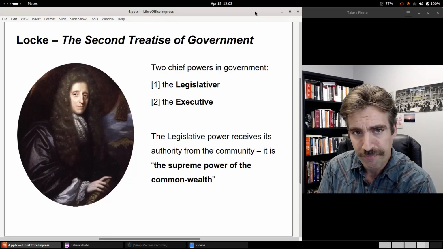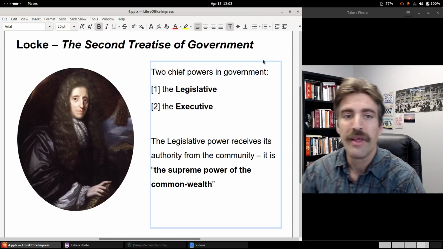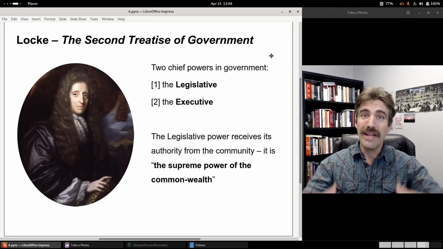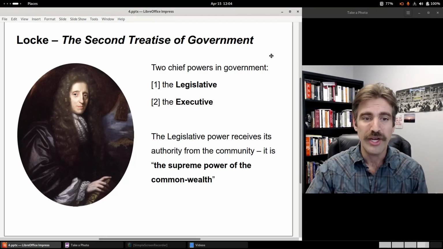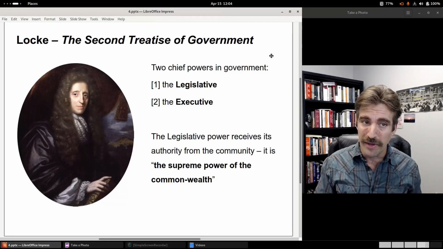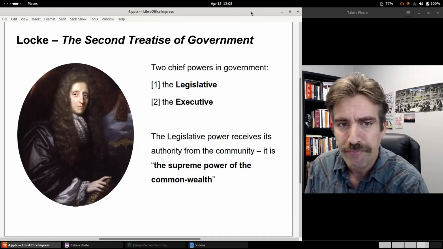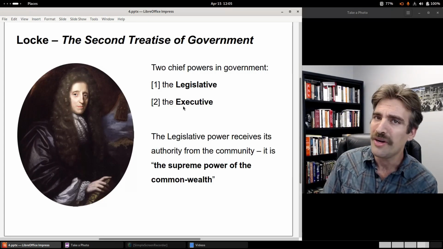Now, there are two chief powers in government, according to Mr. Locke. The legislative power and the executive power. The legislative power receives its authority from the community, and as such, it is the supreme power within the government, according to Locke.